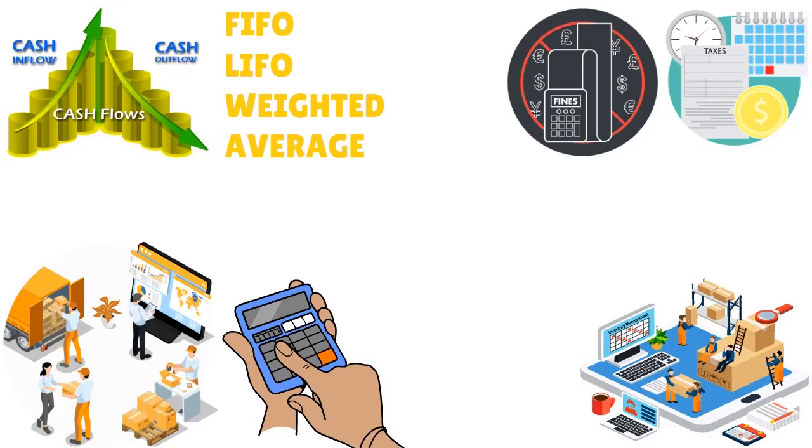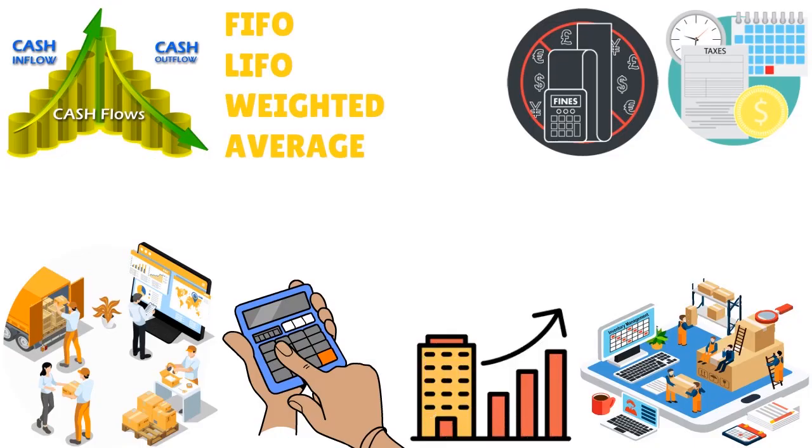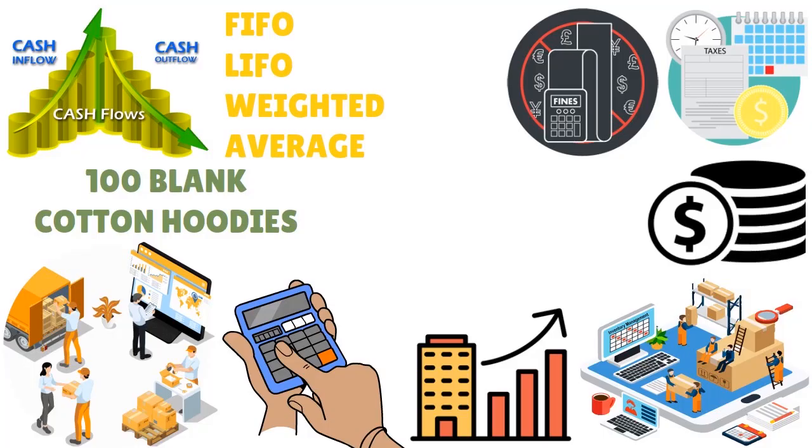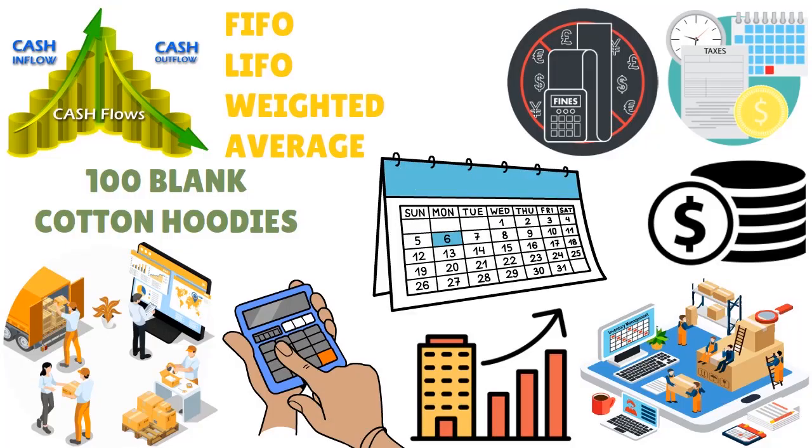Let me break it down with an example. Say you own and operate a company that sells graphic printed hoodies. On November 1st, 2023, you purchased 100 blank cotton hoodies for $8 each. On November 15th, 2023, you purchased an additional 100 hoodies, but your regular supplier has raised its price to $10 each. Let's say your supply dips in late November. On November 30th, you buy 100 additional hoodies from another supplier who prices the goods at $9 each.